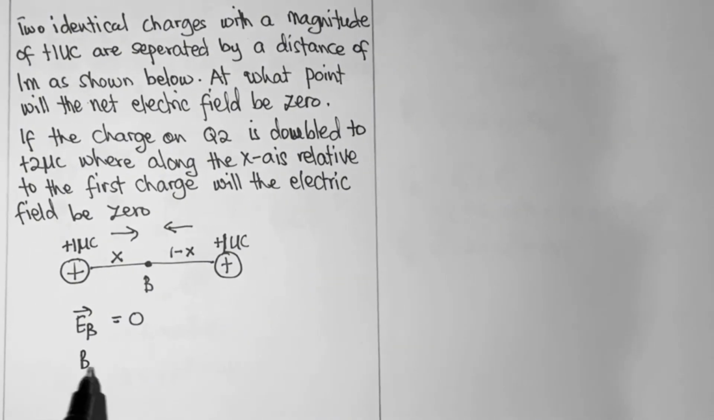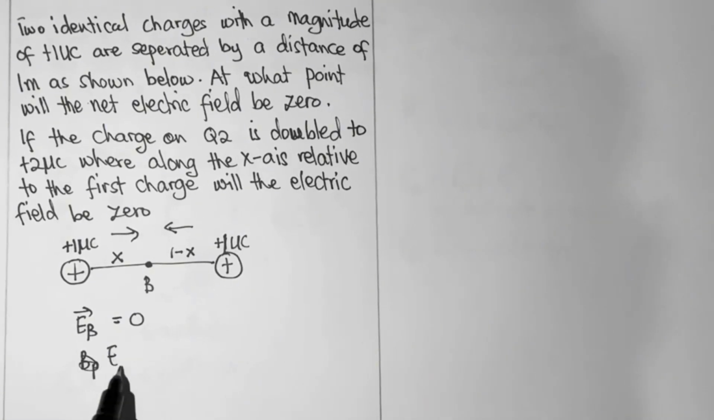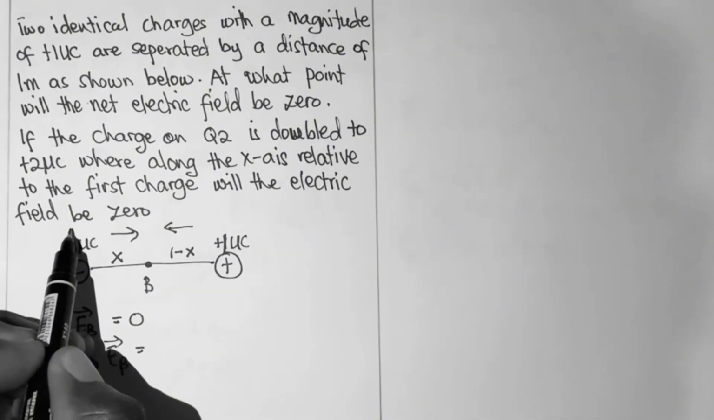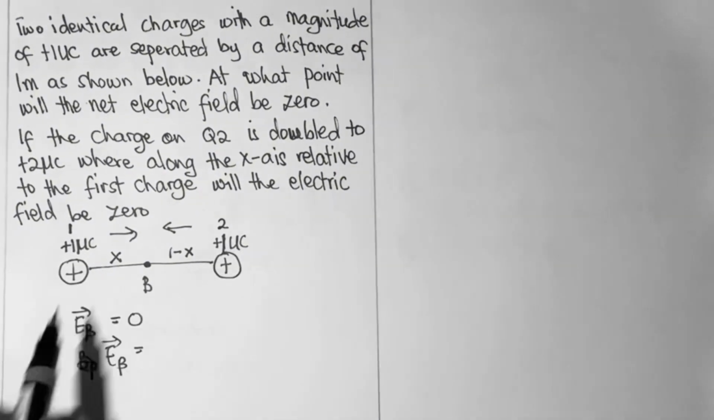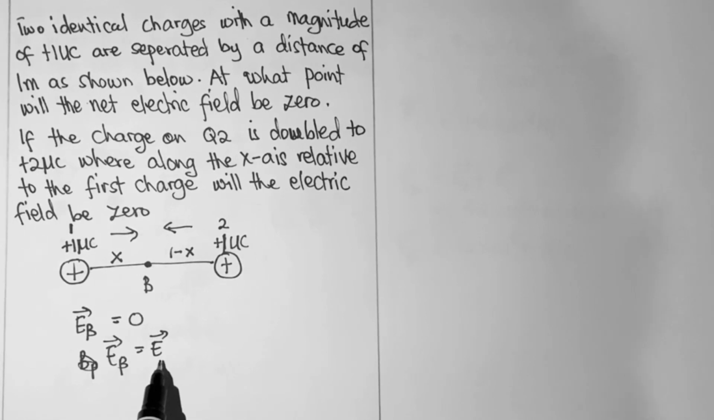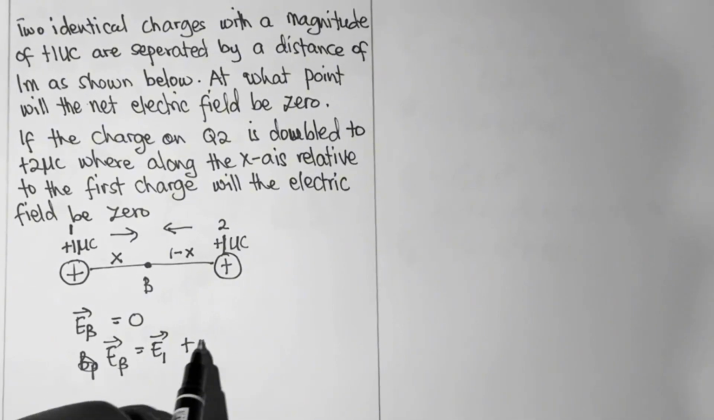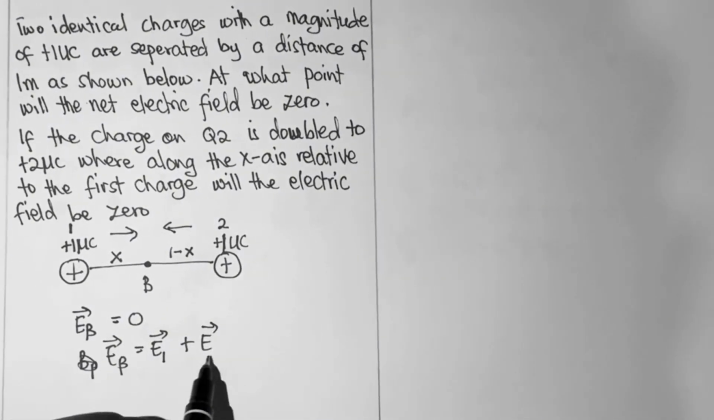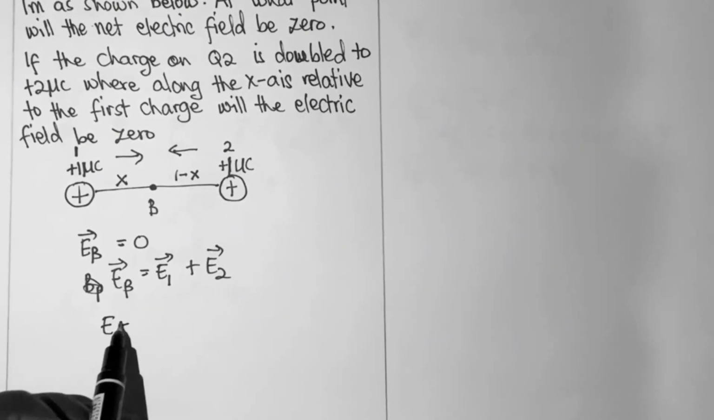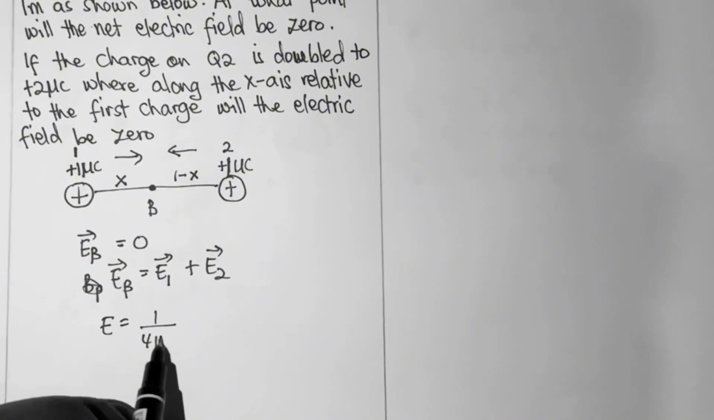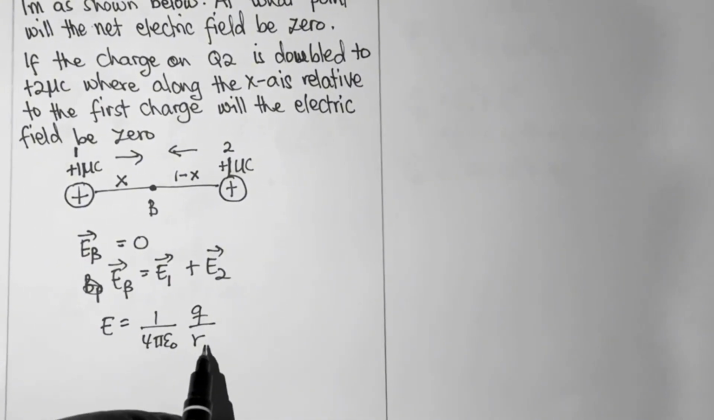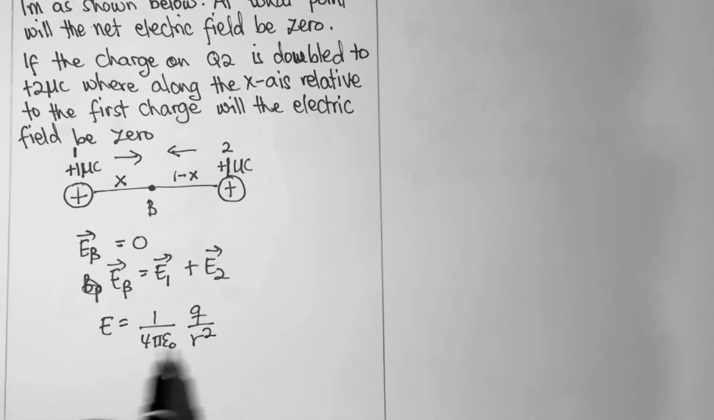But we know that the electric field about B is equal to the electric field. Let's say this charge is charge 1 and charge 2. So it's the electric field with reference to charge 1, then plus the electric field with reference to charge 2. So now we know that from theory, electric field is equal to 1 over 4 pi epsilon naught, and the charge divided by the square of the radius.